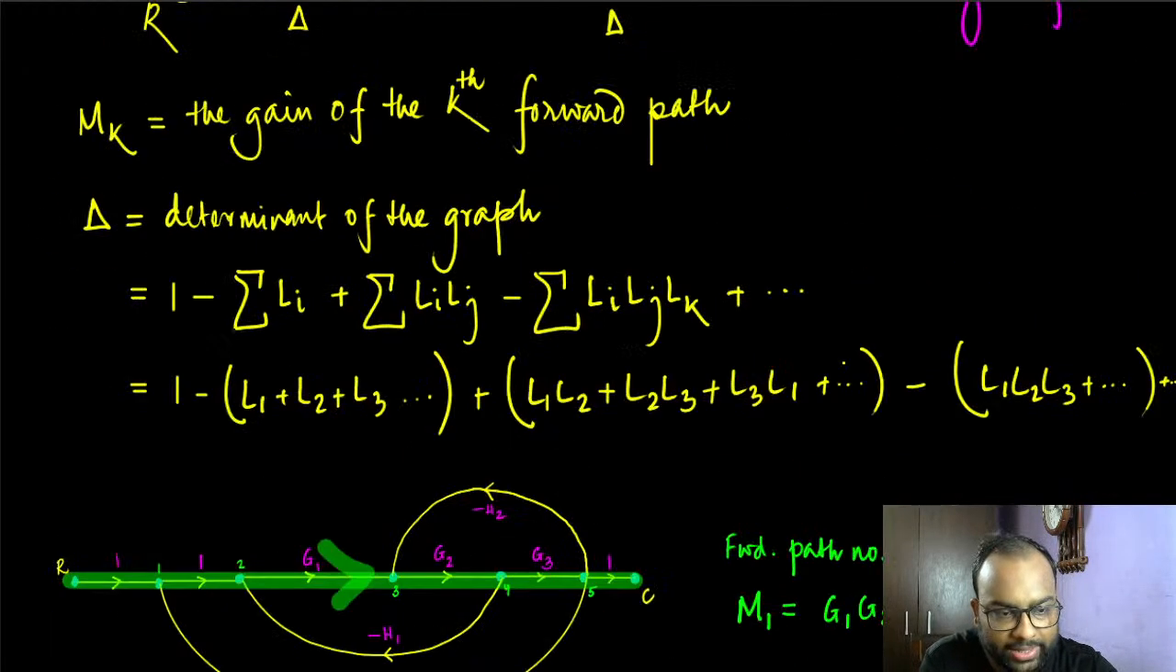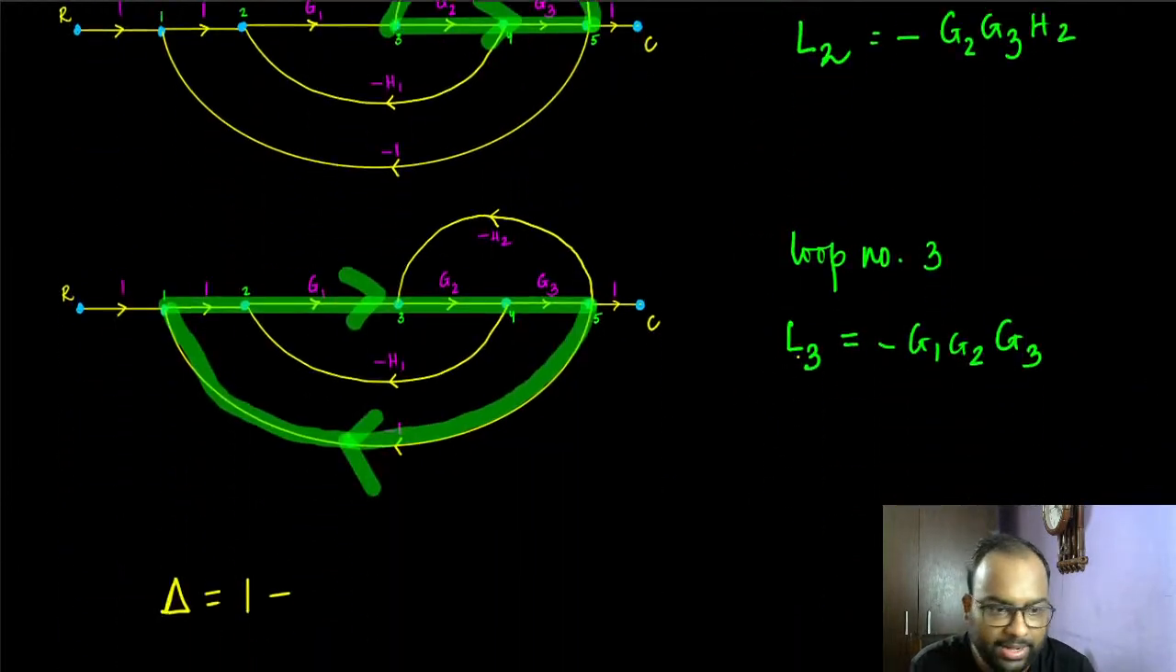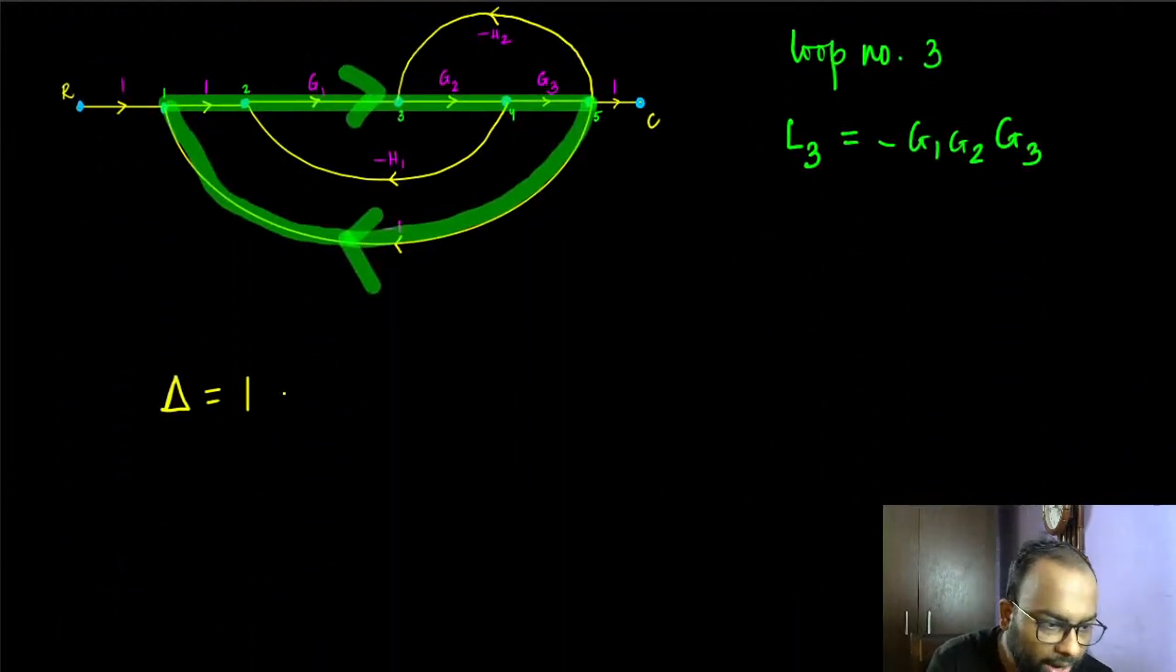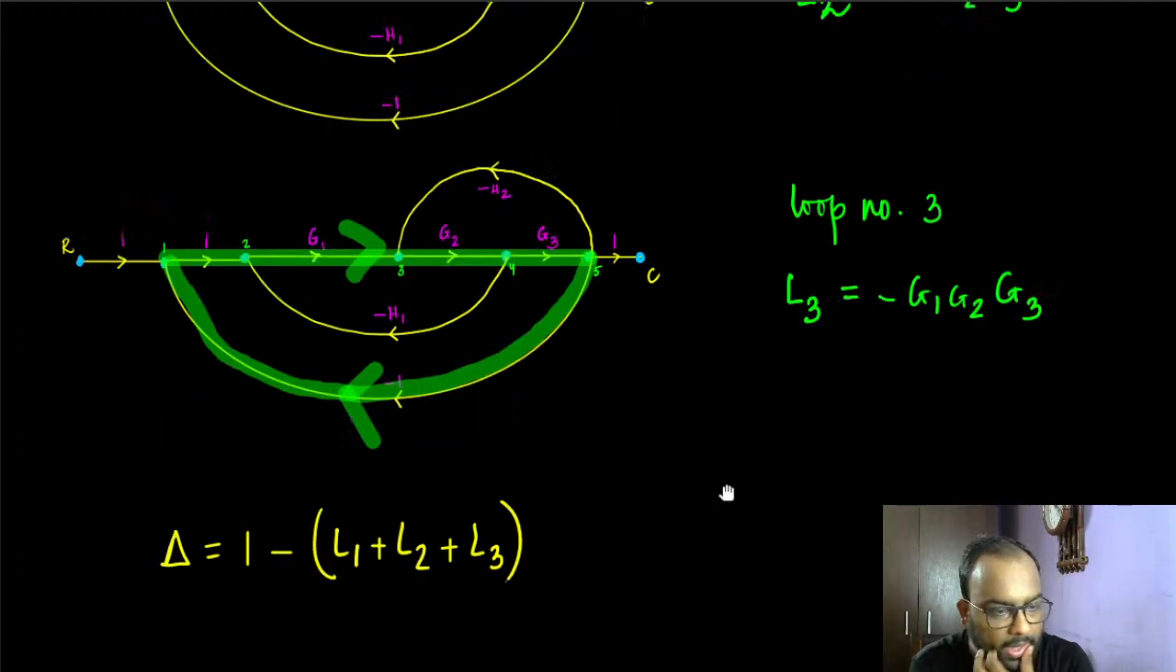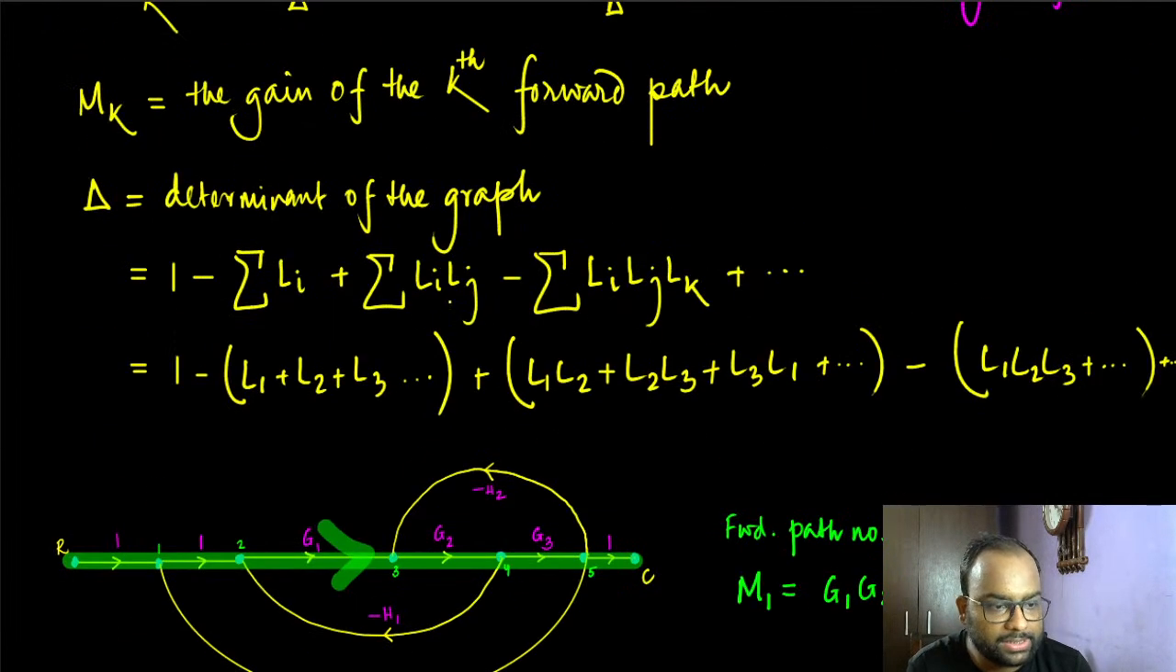So how many loops are there? There are 3 loops in our graph, right? L1, L2, and L3. So 1 minus L1 plus L2 plus L3. Okay. And what are these? This summation of Li, Lj.